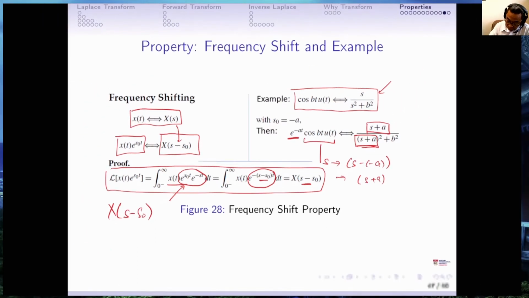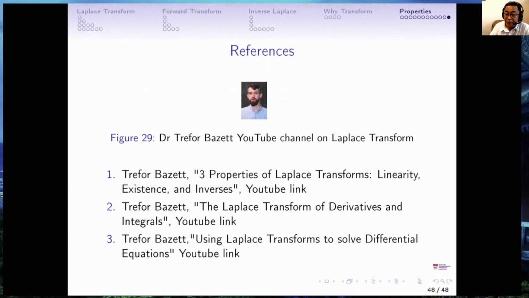Okay, before I leave, there are references where we can find these properties, as well as examples of derivative and integral, and using Laplace transform to solve differential equations, in Trevor Bazett's YouTube video, which is useful. Thank you.